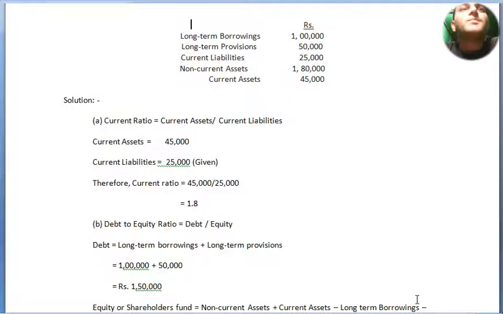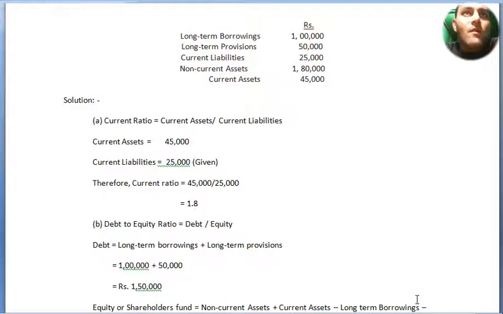Alright, solution. First we have to calculate current ratio. Now the formula of current ratio equals current assets by current liabilities. So current assets equals 45,000, current liabilities equals 25,000. Both information are given. So therefore current ratio equals 45,000 divided by 25,000 equals 1.8.